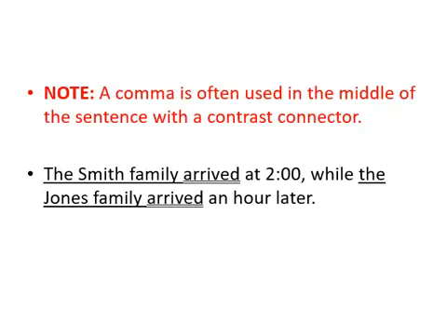Note, a comma is often used in the middle of the sentence with a contrast connector. ما ننساش ده. يعني ما أقول the Smith family arrived at 2 while the Jones family، ده while هنا خدوا بالكم and while يعني ما أقول مثلا she was studying while I was reading. while I was reading هتبقى time connected while، لكن هنا بقول يعني دول وصلوا بدري whereas أو while بنفس المعنى. whereas أو while the Jones family arrived an hour later. but while هنا معناها تضاد. alright.